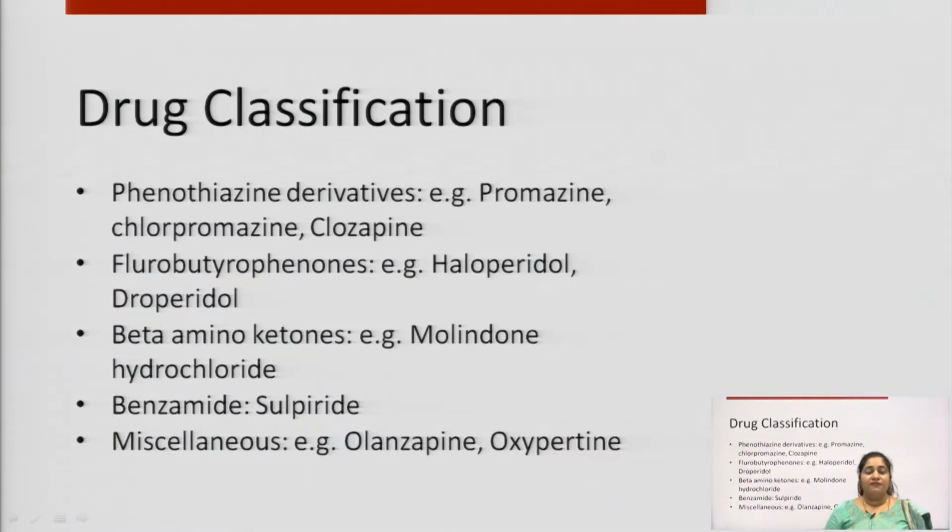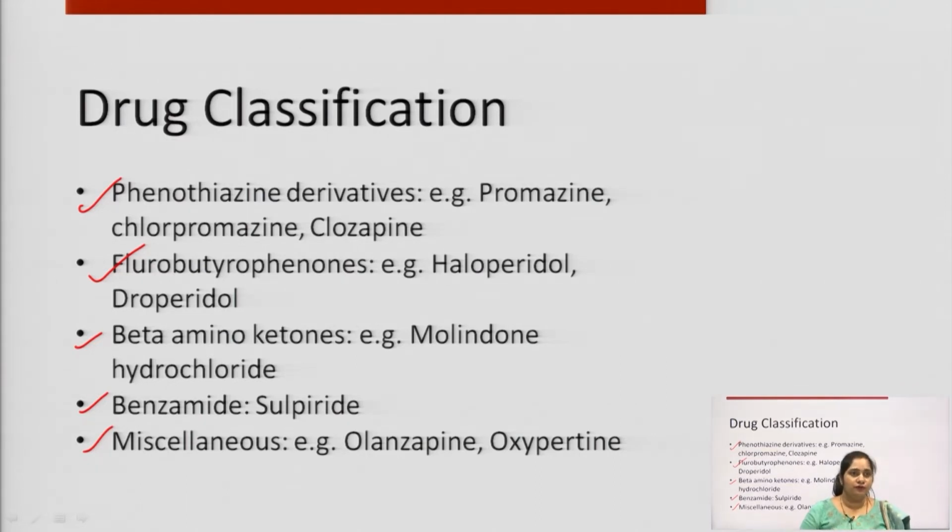Further, these drugs are classified into different categories: first phenothiazine derivatives, next fluorobutyrophenone derivatives, then beta aminoketones, benzamides and miscellaneous agents. First, the category phenothiazine has examples of promazine, chlorpromazine and clozapine. Clozapine does not act on the dopamine receptor, it acts through the histaminic receptor, but also possesses the same antipsychotic activity.